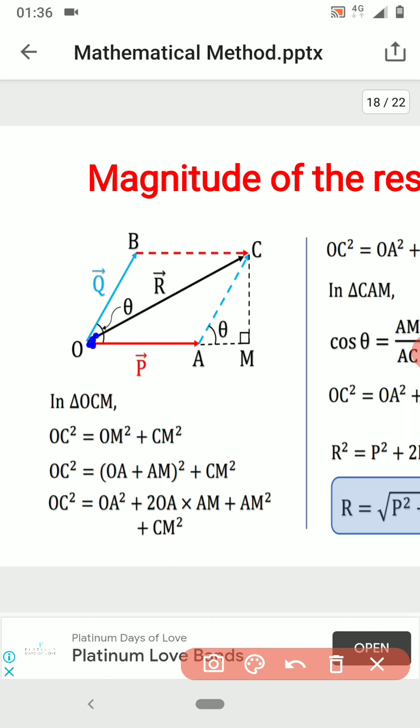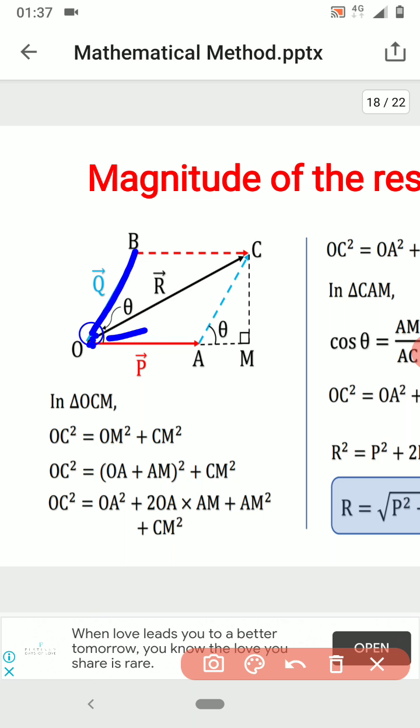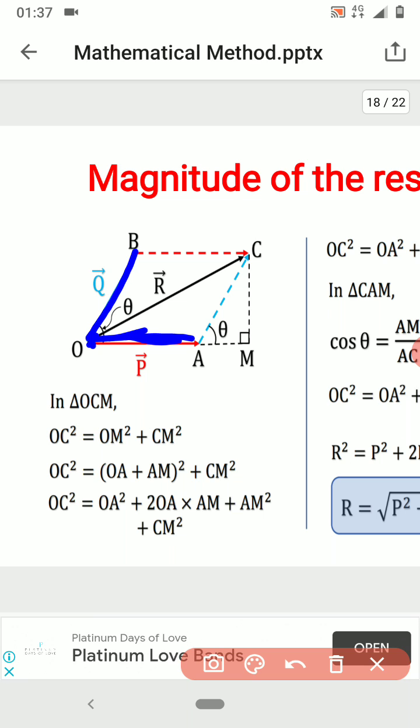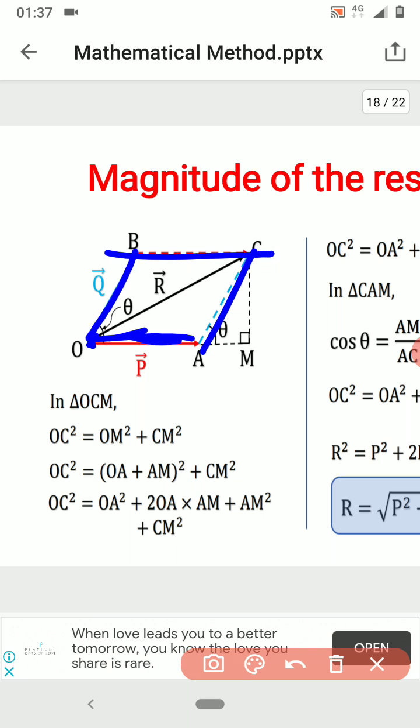And there is some inclination between them. That inclination is theta. So the angle between vector P and vector Q is theta. Now, if we complete the parallelogram, this is your figure. Then draw a parallel side for OB and a parallel side for OA. You can complete the parallelogram this way.